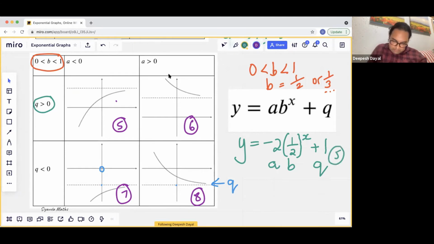Let's try another one. Okay, y equals minus 3 half to the power x minus 2. Which one will this be? Look at your A, your B, and the Q.